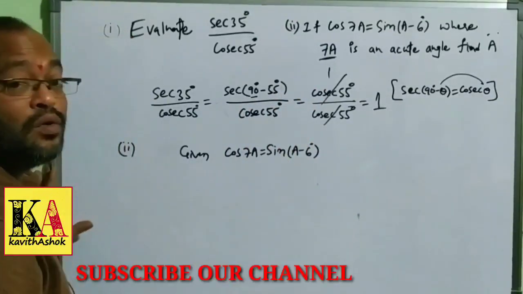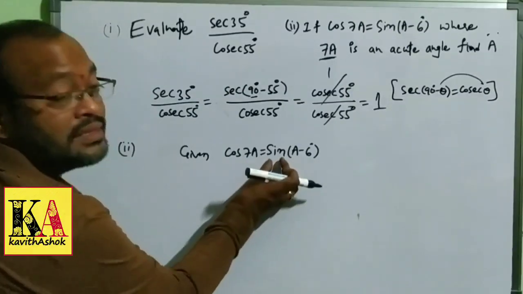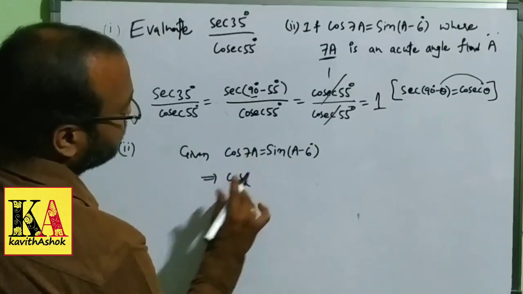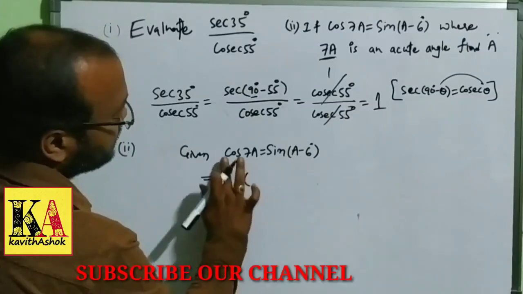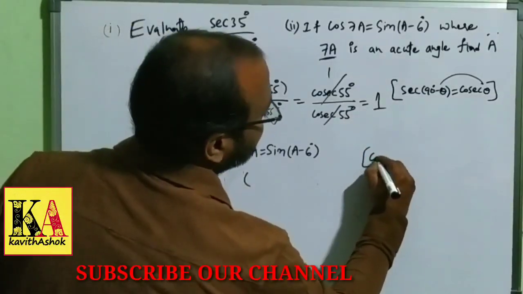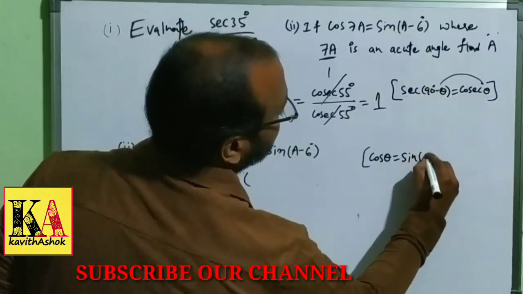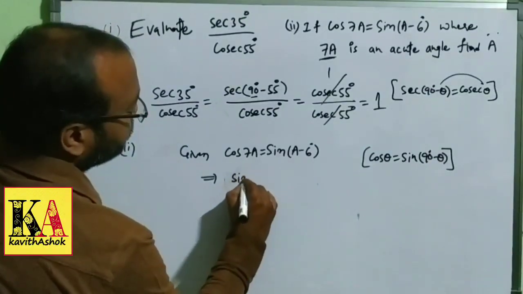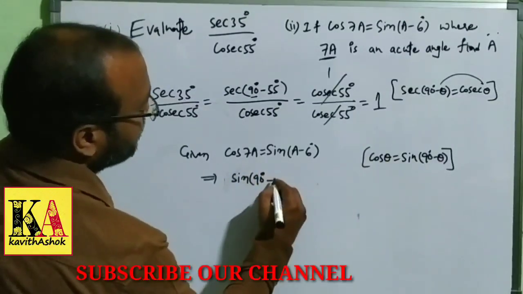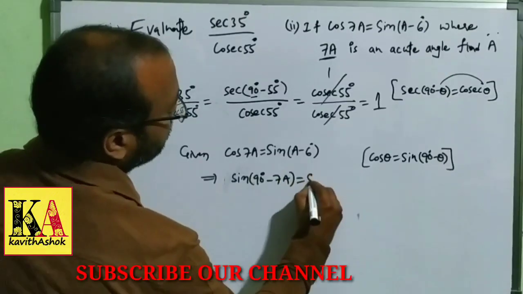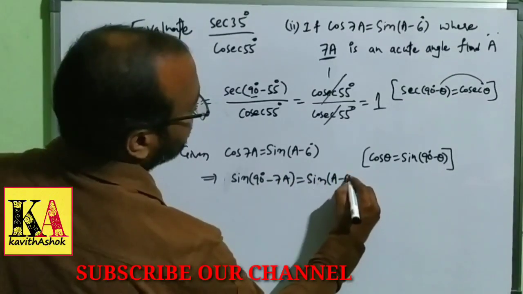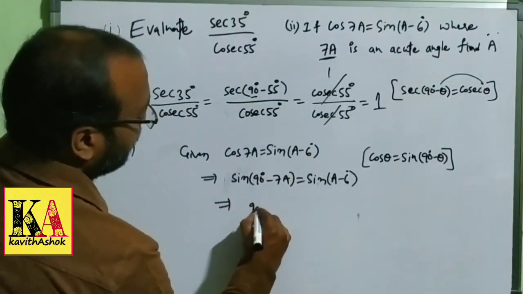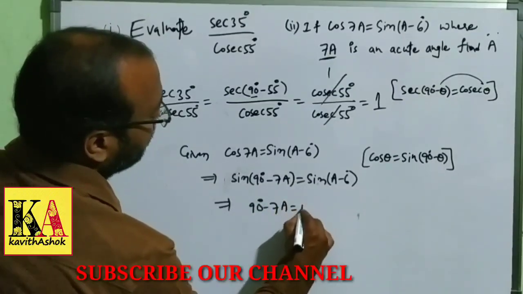Cos and sine functions are co-functions. Either we can change sine to cos or cos to sine. I am changing cos here. We can write cos theta as sine 90 minus theta by using the complementary property. According to that, we can write sine of 90 degrees minus 7a is equal to sine of a minus 6 degrees. Then 90 degrees minus 7a is equal to a minus 6.